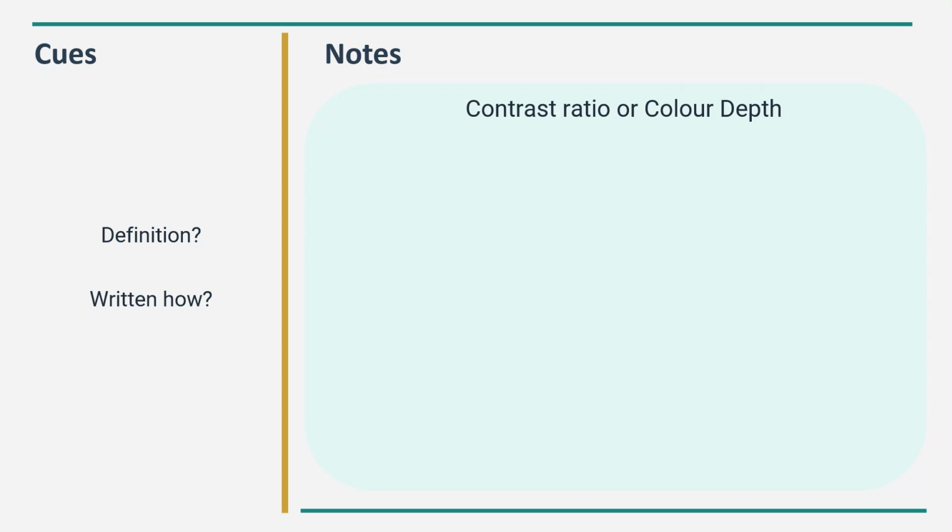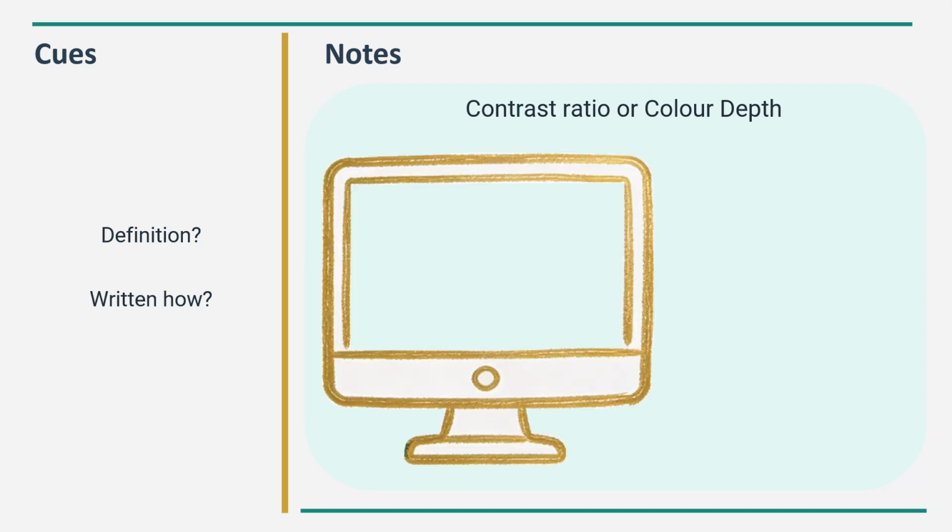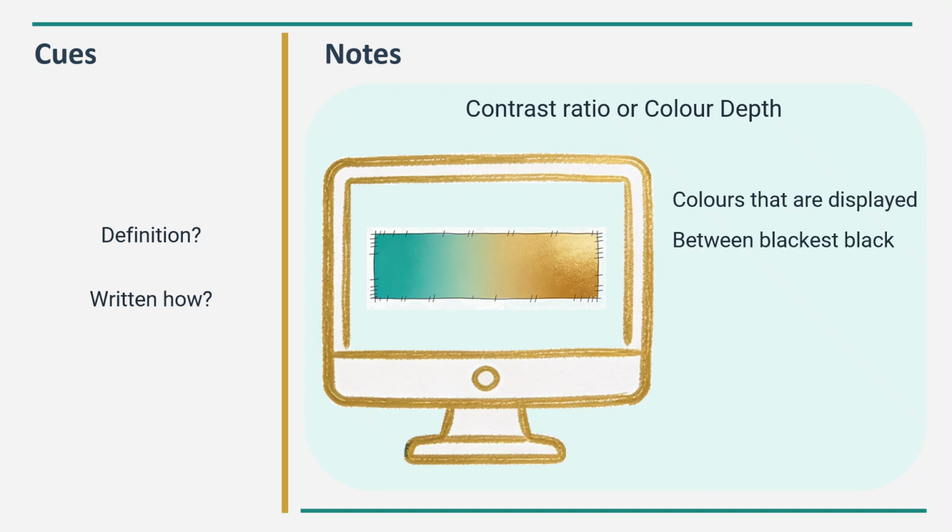The contrast ratio or color depth is the colors that a screen can display. It is usually measured between the black is black and the white is white and is measured in bit. The higher the contrast ratio or color depth, the more vivid the image will be on display. Low contrast ratio will result in a muddier image with less detail.